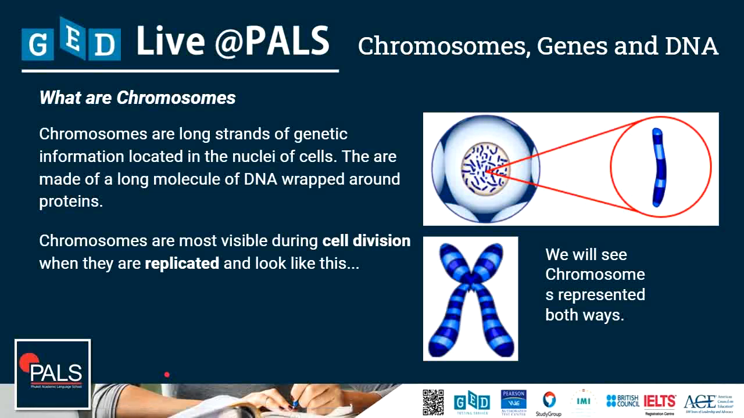Chromosomes are long strands of genetic information located in the nucleus of a cell. They are made of a long molecule of DNA wrapped around so-called histone proteins. Chromosomes are most visible during cell division, when they are replicated and packed up, condensed, and look like this X-shaped form. I'm sure you've seen that before.